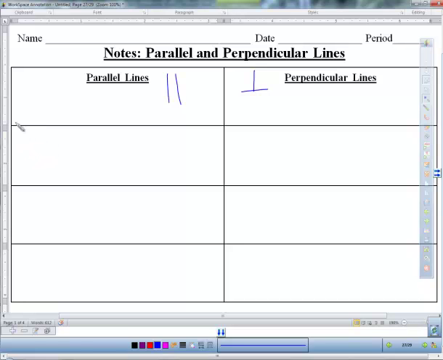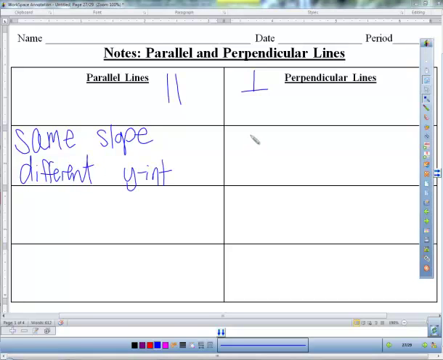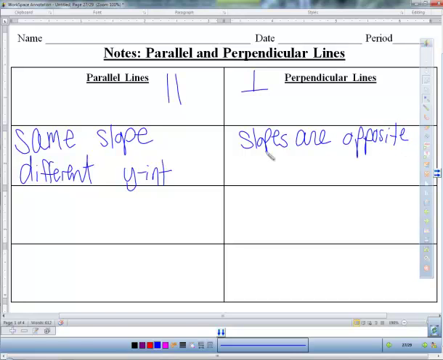So with parallel lines, again, they have the same slope but different y-intercepts. Perpendicular lines are different in that their slopes are opposite, so the opposite sign, and then reciprocals. So opposite meaning different sign, reciprocal meaning you flip the fraction.